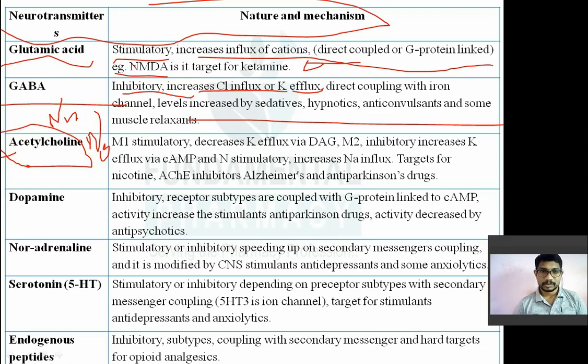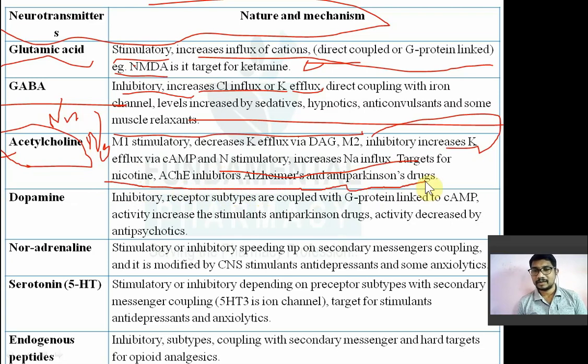For example, the M1 receptor of acetylcholine is stimulatory. It acts via secondary messengers like DAG. M2 is inhibitory, and it increases the potassium efflux via cyclic AMP. Nicotinic receptor is stimulatory. It increases sodium influx. The acetylcholine receptors are targets for nicotine. Acetylcholinesterase inhibitor drugs are used in anti-Parkinsonism and in Alzheimer's disease. So it is a target for these kinds of drugs.